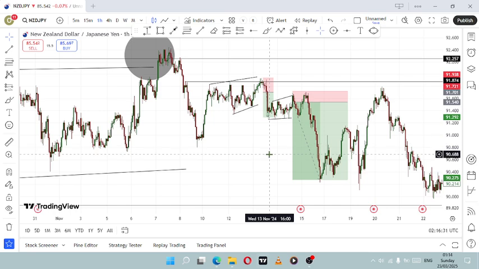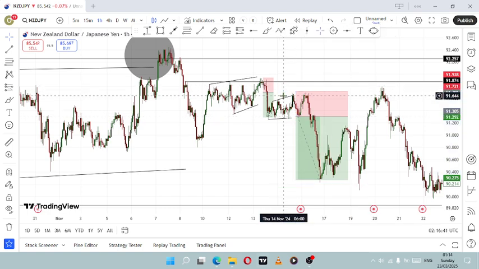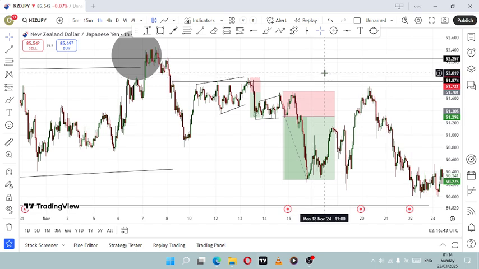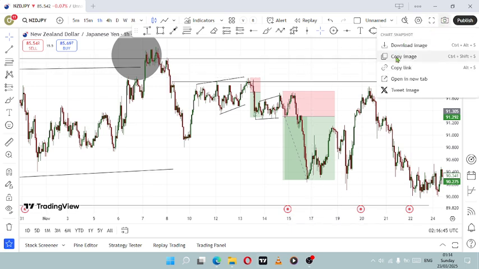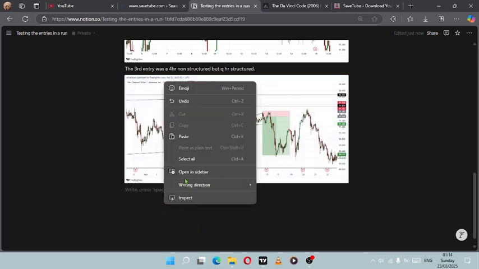So after price dropping, now one will be an entry. Here will be the reduced risk when price breaks above the structure. This entry too is also there.